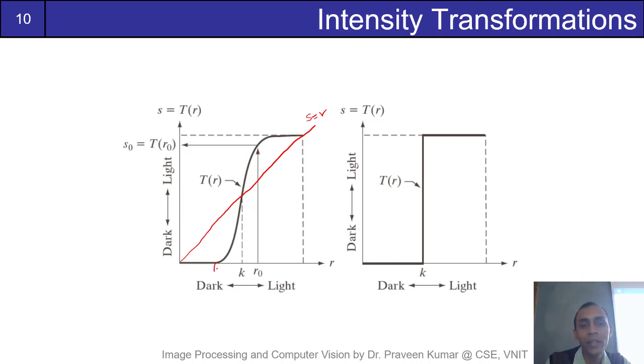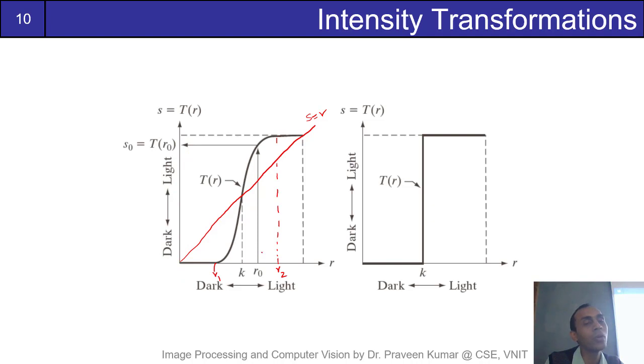And the most important thing that is happening here is that the values between, let us say, r1 and r2... values less than r1 are all being mapped close to 0, and values greater than r2 are being mapped close to the highest intensity level. And the values between r1 and r2 are now actually occupying the entire range.